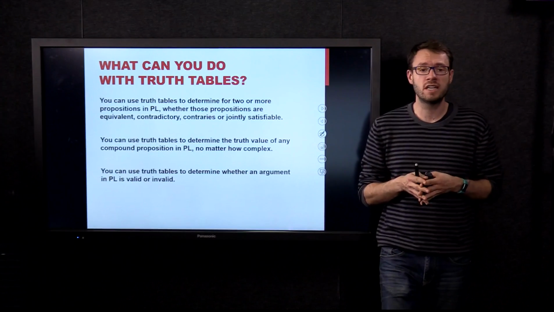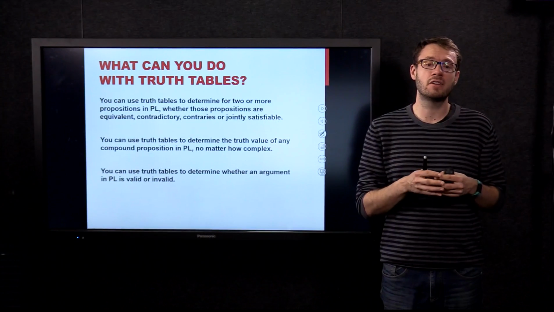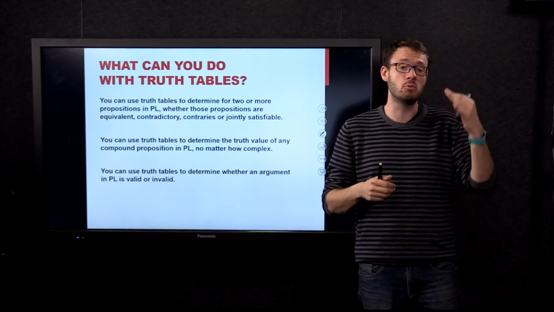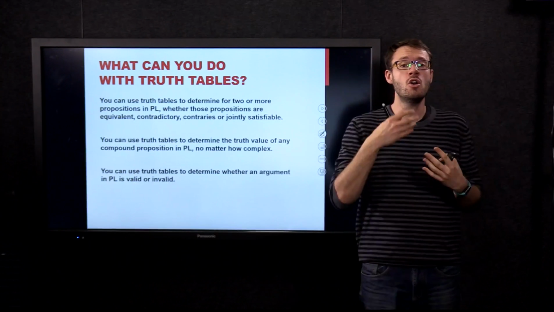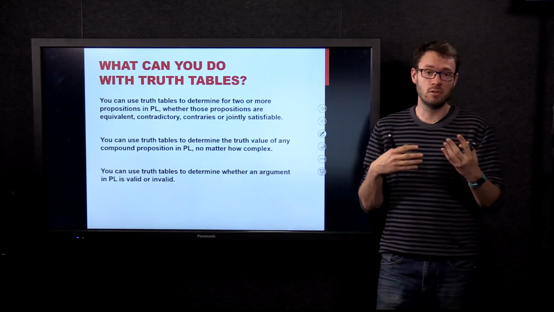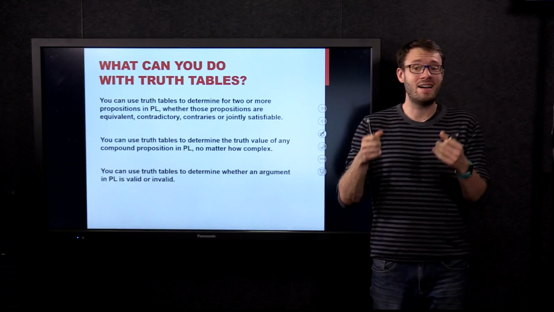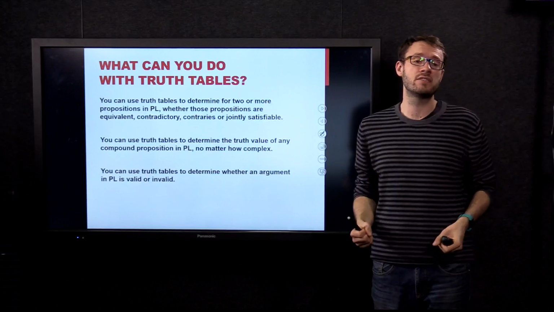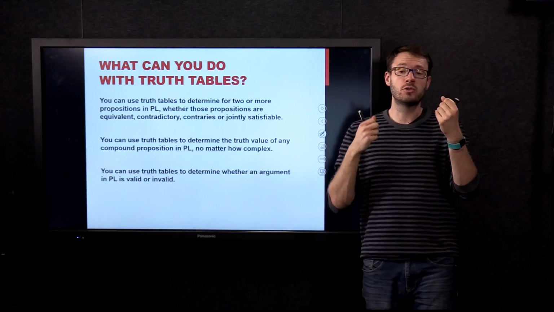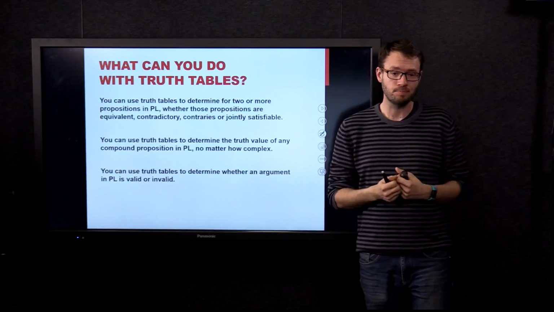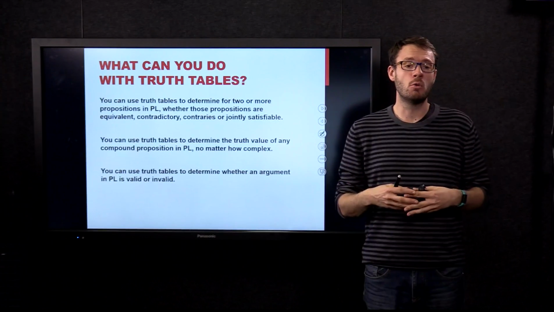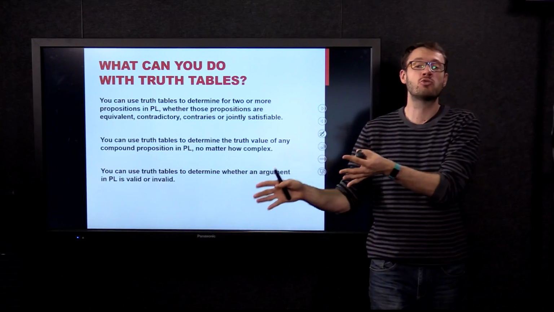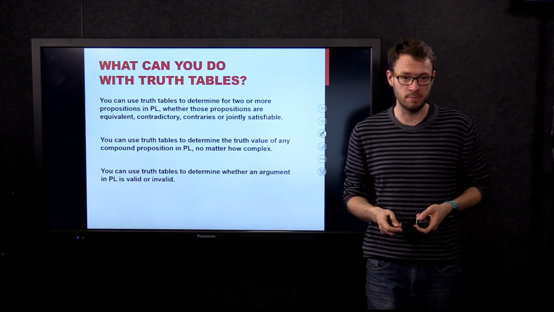So what can we do with truth tables? Well, we can use it to classify the nature of a single proposition. So we can use it to work out whether a proposition is a tautology or a contradiction or satisfiable and so on. We can also use it to work out the relationship between two propositions. So we can use it to work out whether two propositions are jointly satisfiable or equivalent or contradictories or contraries or whatever. And now we can also use it to work out whether or not an argument is valid or invalid, and when the argument is invalid, to draw out a counterexample from the argument.